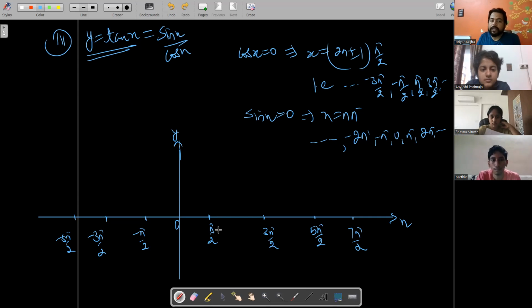Now we know that at every odd multiple of pi by 2, tan will be infinity because cos will become 0. So 0 in the denominator will make it undefined. So just draw. You can see that the graph will be like this, because at pi by 2 it is undefined. At pi by 2 it will go to plus infinity. At minus pi by 2 it will go to minus infinity, and at 0 sine becomes 0, so the whole thing will become 0.